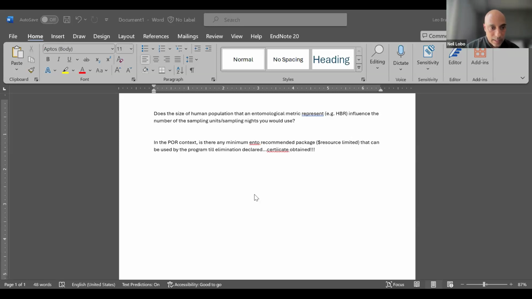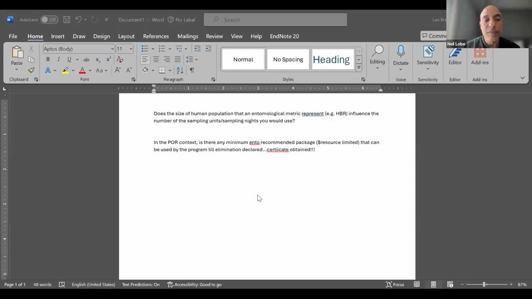The next question is, in the prevention of reintroduction context of malaria, is there any minimum entomology recommended based on your limited resources to be used by the program till elimination is declared? So if you're looking for that WHO certificate, I would actually spend a bunch of money on entomology to make sure you don't have any malaria come back, to make sure you get that certificate. And then I would sort of scale back.